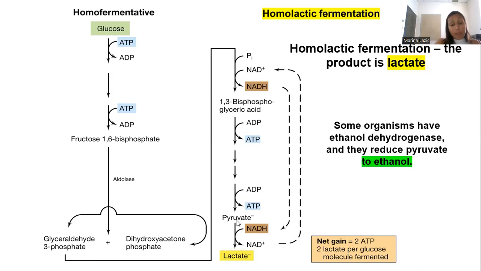Because you want to keep this process going, you have to somehow get back NAD plus, and you already formed NADH. In order to get a second round, you have to get NAD plus. That is why you have to reduce pyruvate, which generates lactate, and NADH is oxidized to NAD plus, and the process can continue.